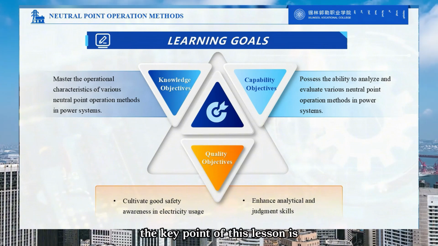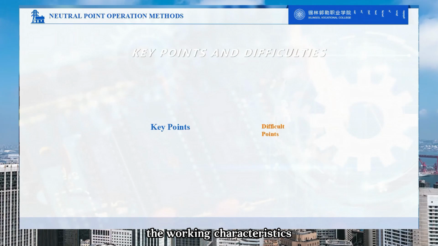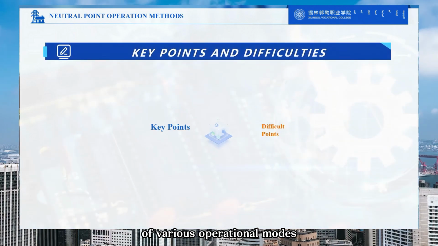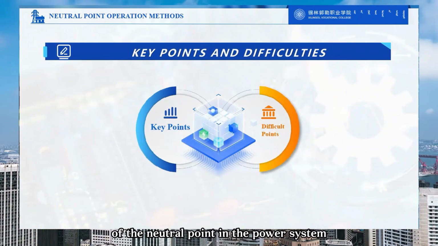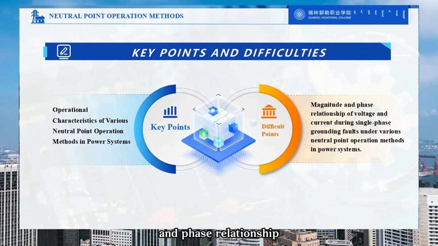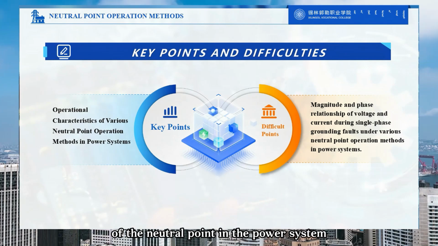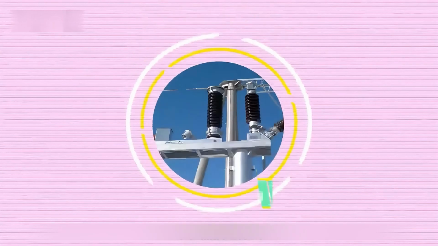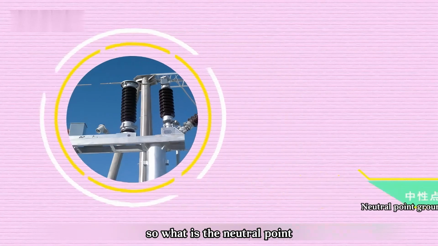The key point of this lesson is the working characteristics of various operational modes of the neutral point in the power system. The difficulty lies in understanding the magnitude and phase relationship of voltage and current during single-phase grounding faults under various operational modes of the neutral point in the power system. So, what is the neutral point?